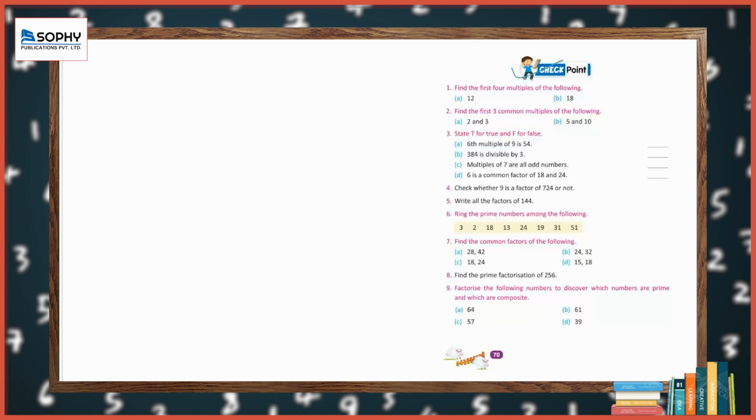Next is our checkpoint. Here in the first and the second part, what we have to do, students, is find the first 4 multiples of 12, that is 12, 24, 36 and 48. In the next one, the first common multiple of 2 and 3 is, very good, students, that is 6.